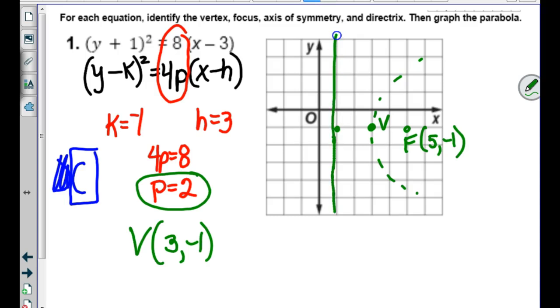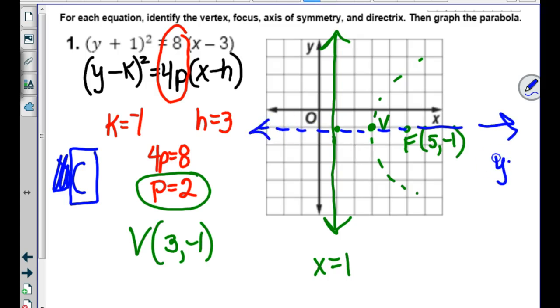And back this way was the directrix. Remember, which is a line? It's a vertical line. Anybody know the equation of that line? Yes. It crosses the x-axis at 1. It is x equals 1. All right. So we just found everything they asked for except the axis of symmetry. What would the axis of symmetry's equation be right here through the middle this way? Y equals negative 1. Yep, crosses the y-axis at negative 1.